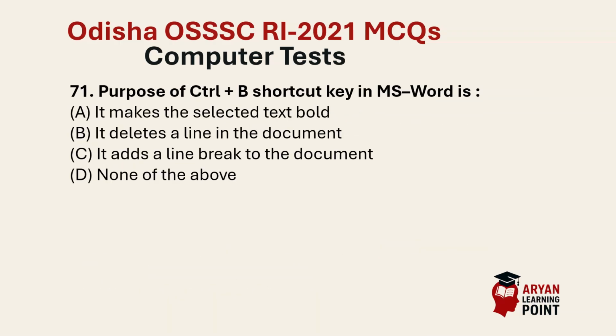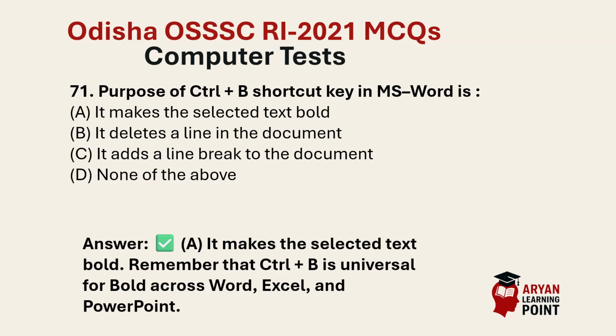71. Purpose of Control plus B shortcut key in MS Word is: A. It makes the selected text bold. B. It deletes a line in the document. C. It adds a line break to the document. D. None of the above. Answer A. It makes the selected text bold. Remember that Control plus B is universal for bold across Word, Excel, and PowerPoint.